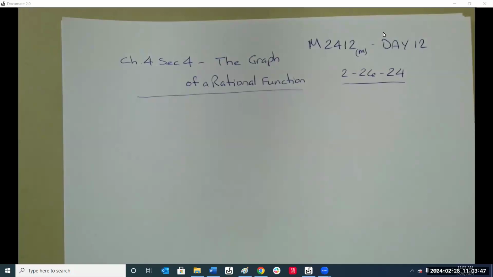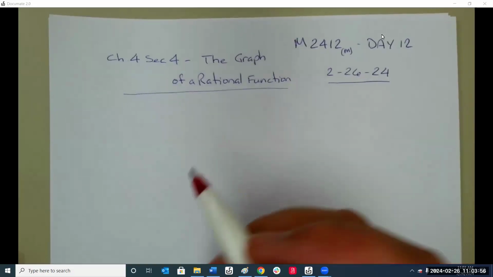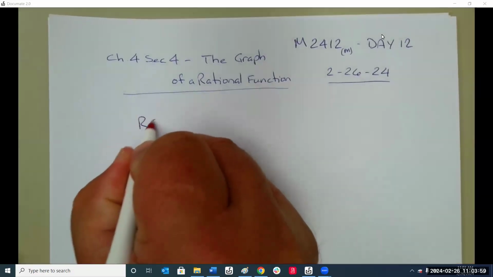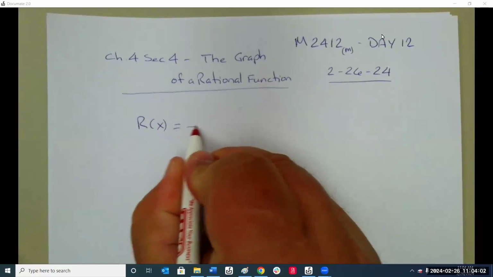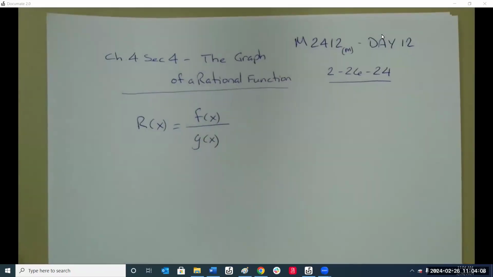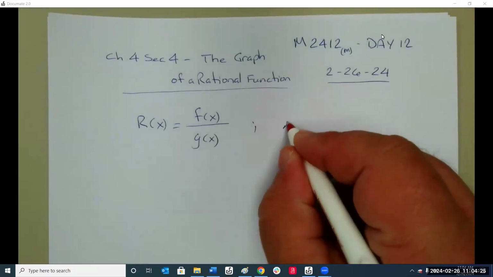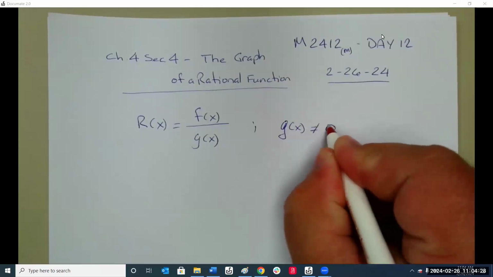All right, so let's look at this. The first section, chapter 4, section 4, the graph of rational functions. Rational functions look like this. What's the only stipulation about rational equations, about fractions? What can you not have in fractions? The bottom, yeah. So the bottom function cannot equal 0.